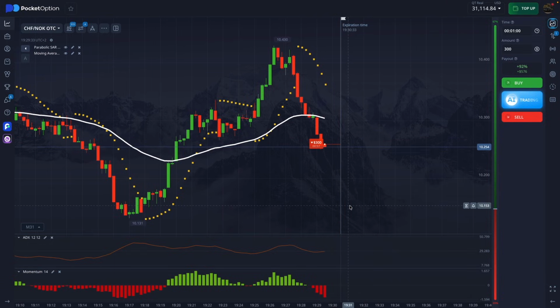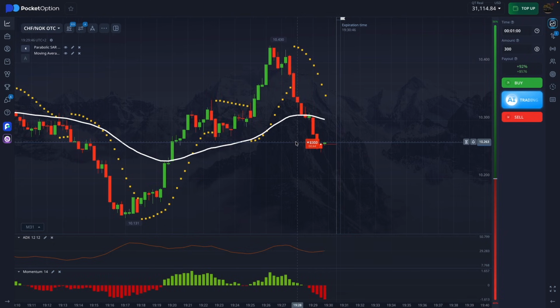So briefly again about the indicators, what I see on the ADX indicator. The value is more than 25. And since the value is more than 25, I can open trades on this chart. Then, by the moving average indicator and the SAR indicator, I see that the price is currently going down and we are in a downward trend.